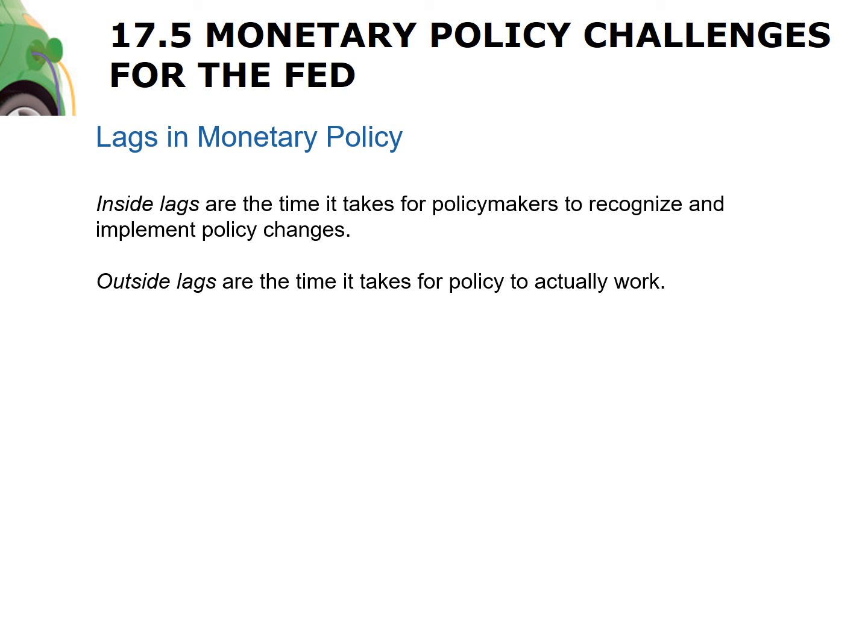And there are lags in monetary policy, right? There are inside lags and there are outside lags. The inside lags are the time that lapses, the time that it takes for policymakers to recognize and to implement policy changes. So the desire to adopt the right policy and actually to recognize it and actually to implement it, there are time lags, and those lags are called inside lags. Then outside lags are the time it takes the policy to actually work and produce the desired result. So the time taken from policy being implemented until the desired results are achieved, that gap of time is referred to as outside lag.